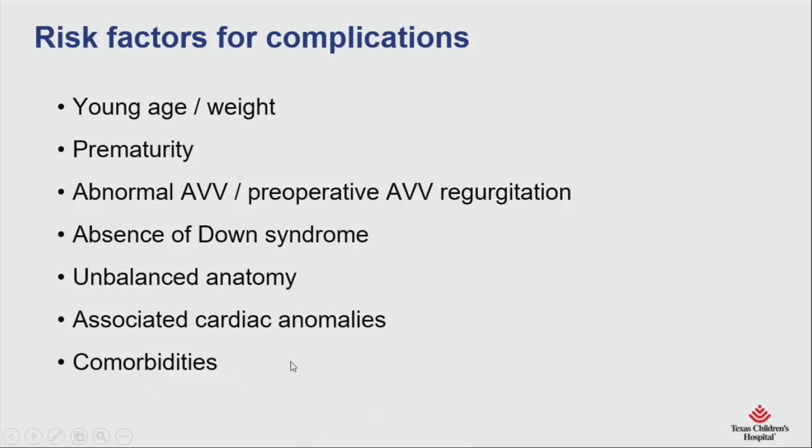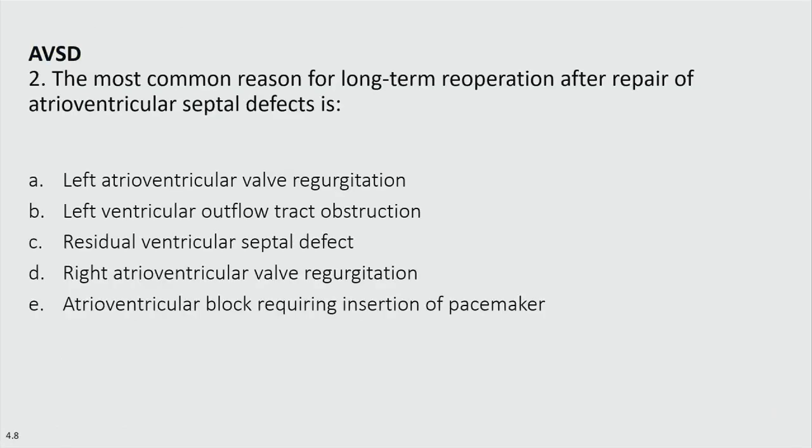Unbalanced anatomy, associated cardiac anomalies, and comorbidities. Those are obvious. So another question. The most common reason for long-term reoperation after repair of AV canals is: left AV valve regurgitation, LVOT obstruction, residual VSDs, right AV valve regurgitation, or AV block requiring insertion of a pacemaker.